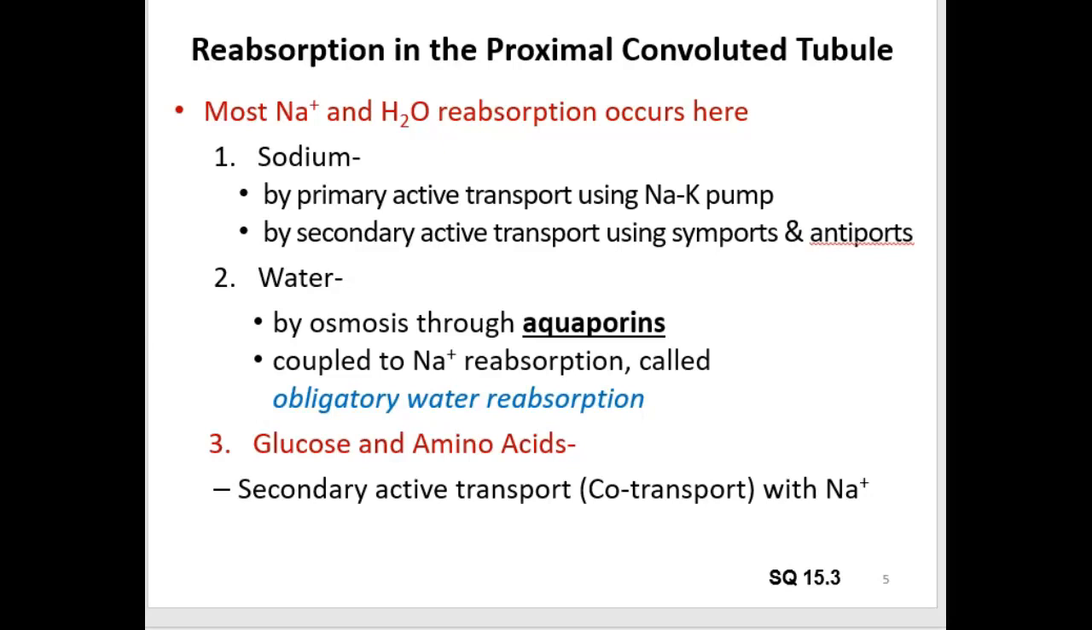Then if the filtrate contained any glucose that was in the blood, or maybe amino acids, both of which are organic nutrients, the body wants to recapture those, so they are reabsorbed, and the process is secondary active transport. Interestingly, they generally are transported with sodium, so I'll show you pictures of those as well.